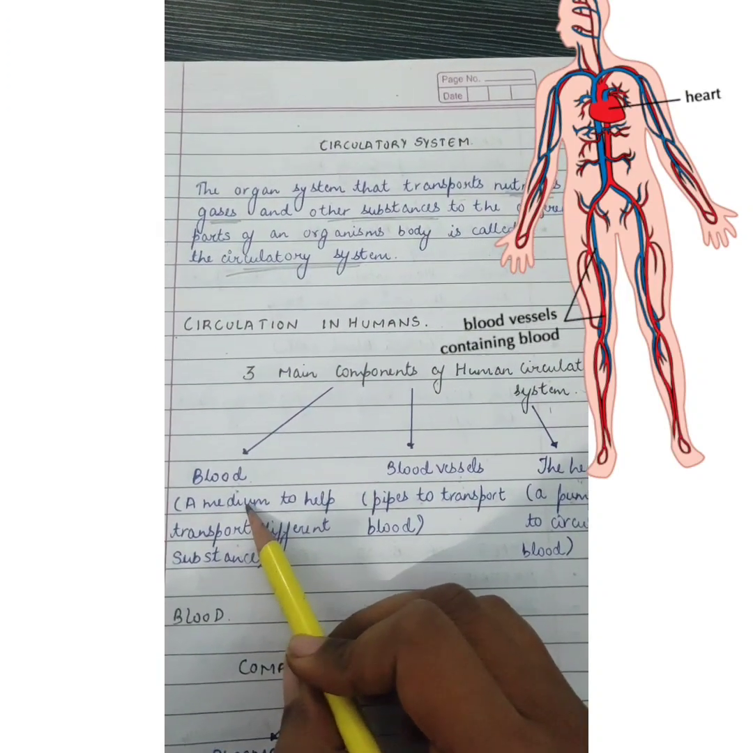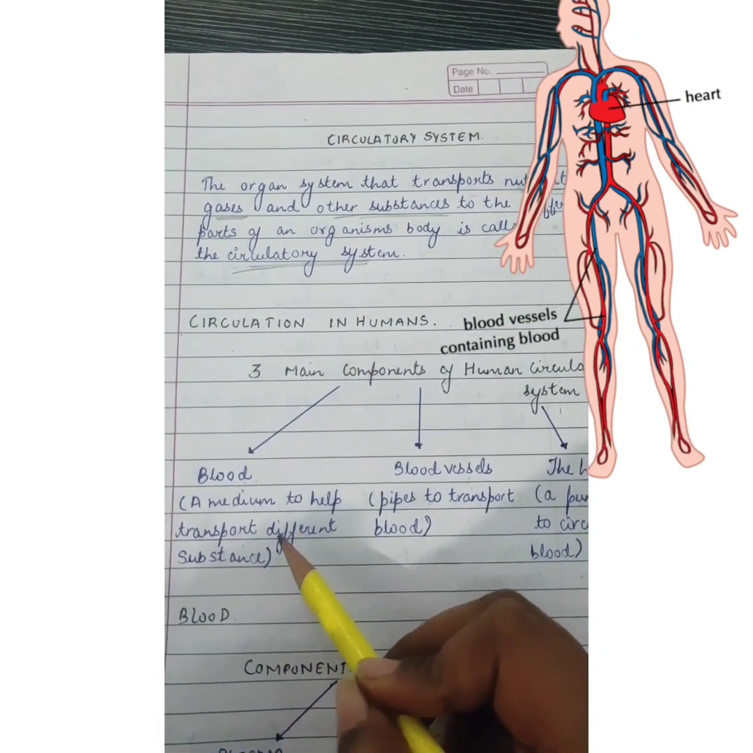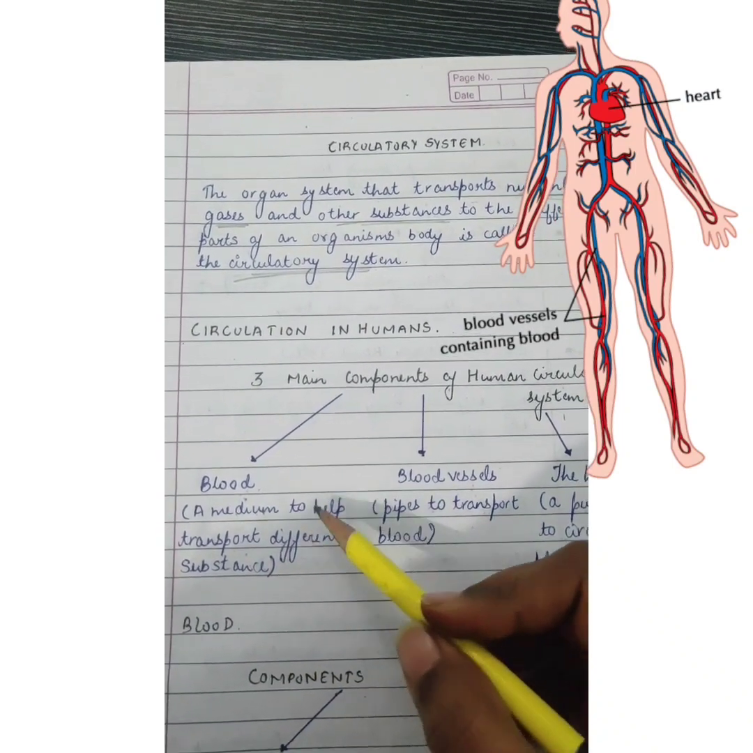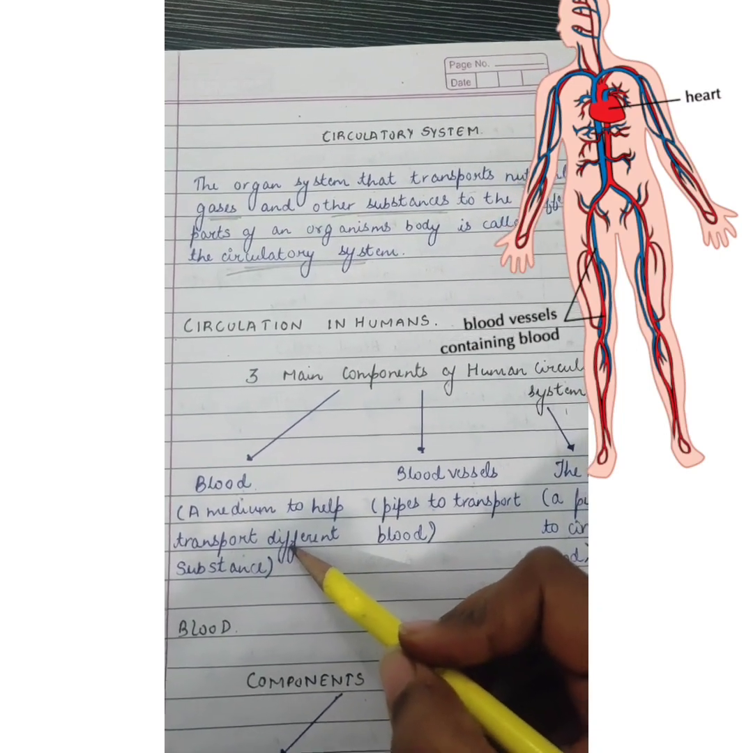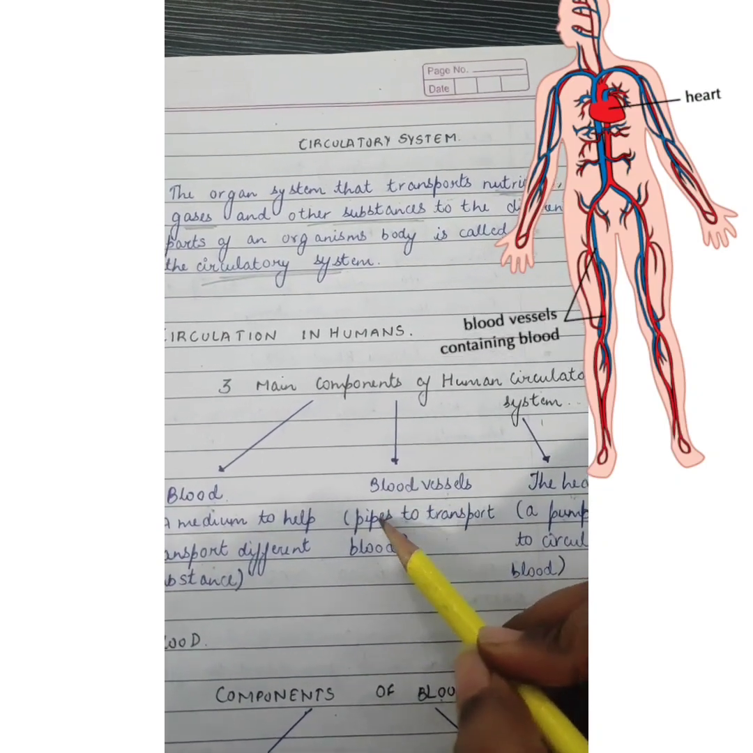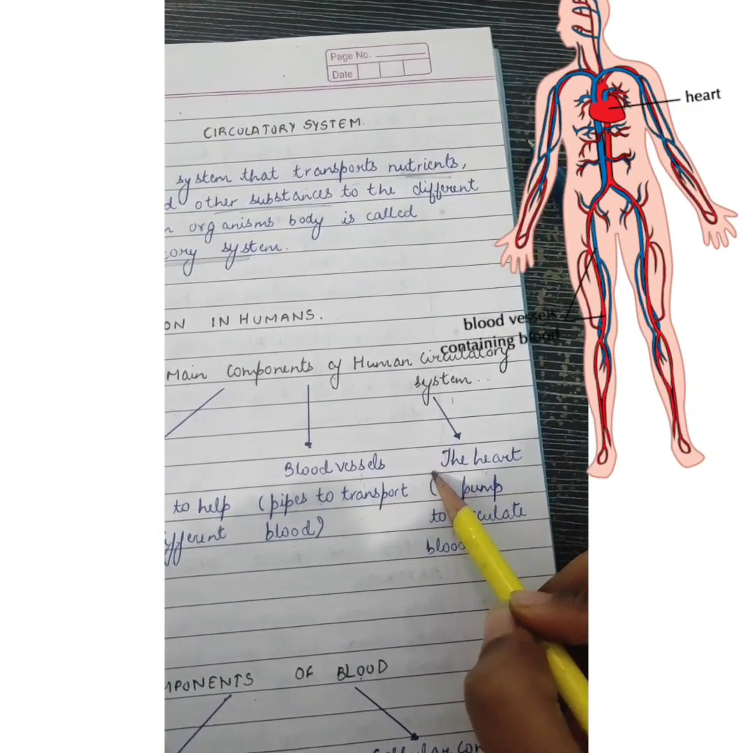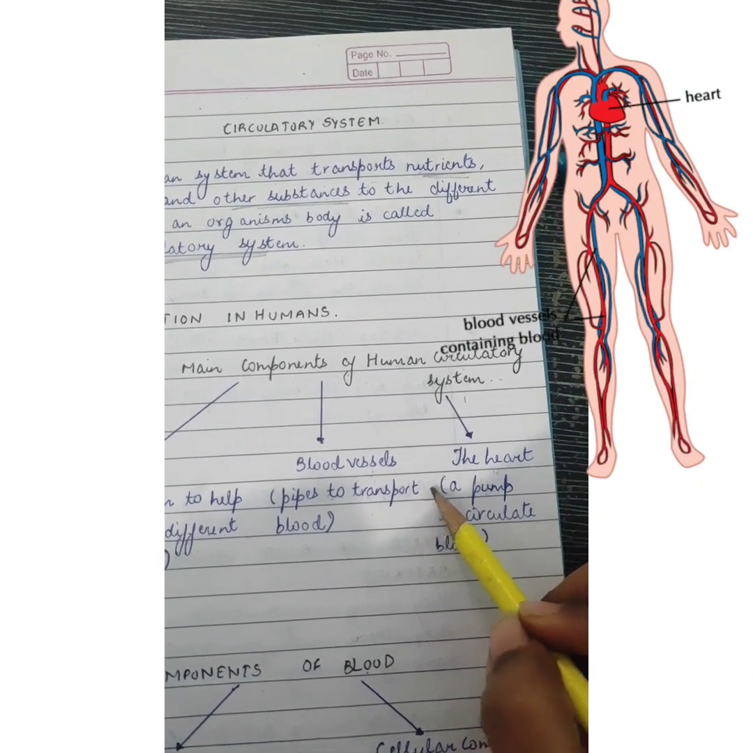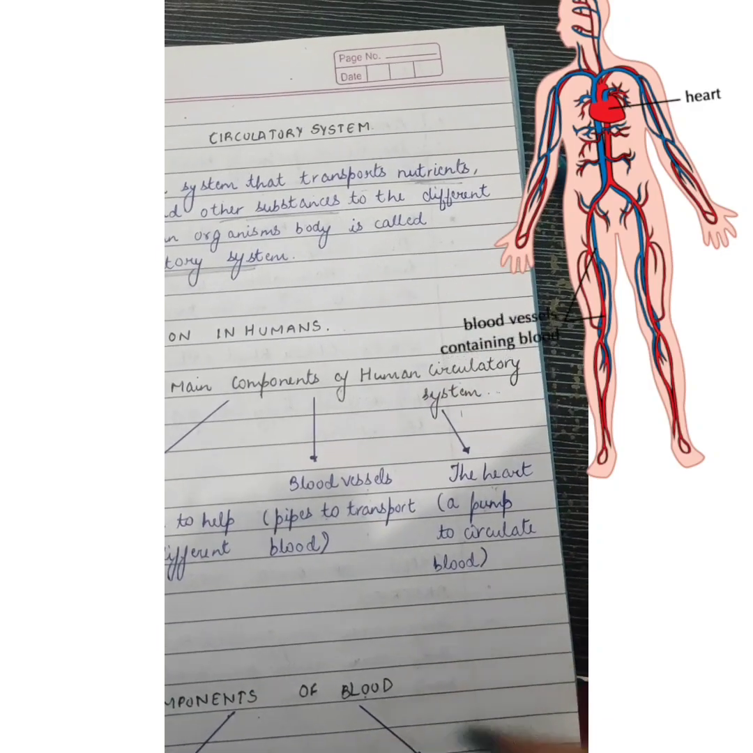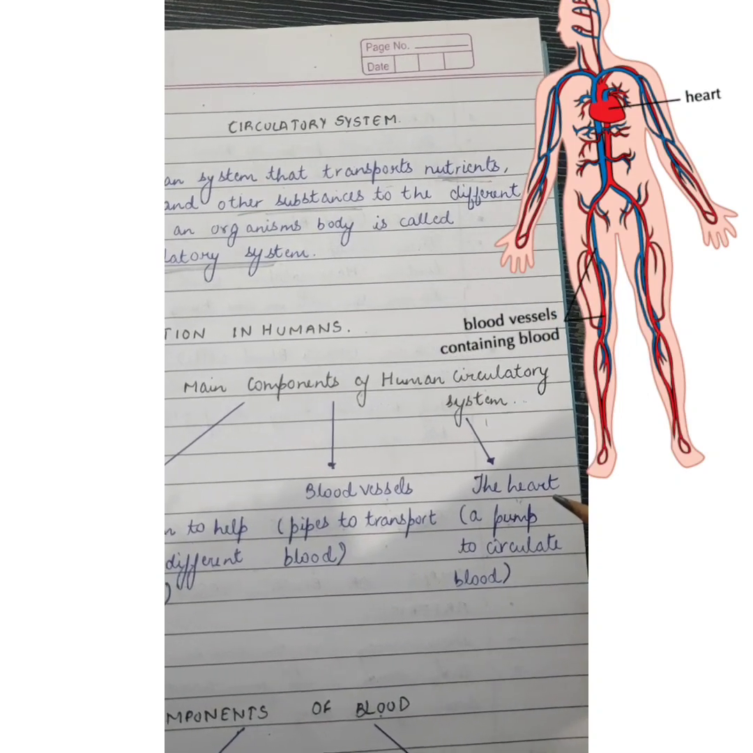Blood is a liquid medium that helps to transport different substances such as digested food, oxygen molecules, and other substances to different parts of the human body. Blood vessels are the pipes or tubes that help to transport blood. And the heart is a muscular organ that pumps the blood into the blood vessels so that it can be circulated or transported to different parts of the human body.